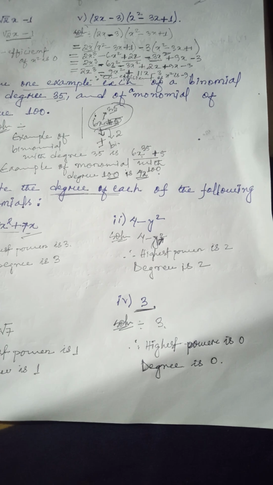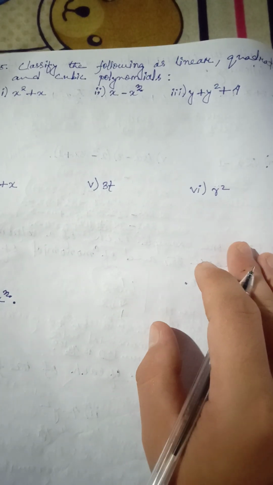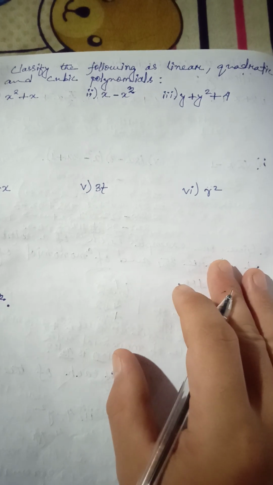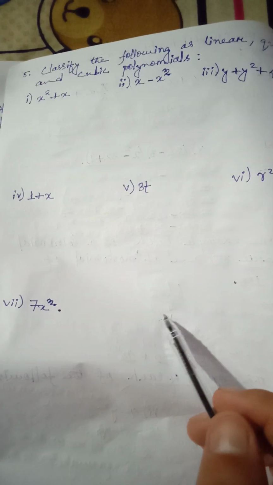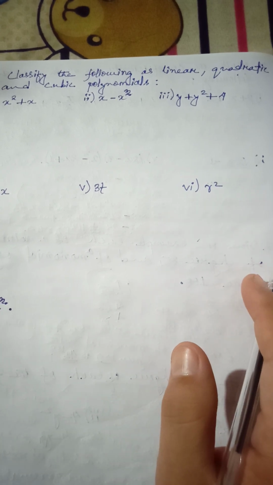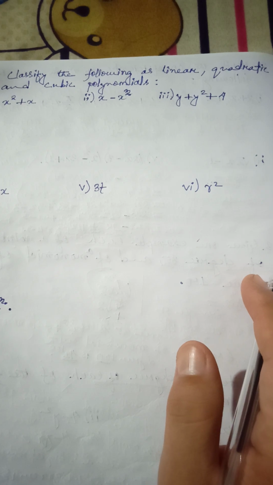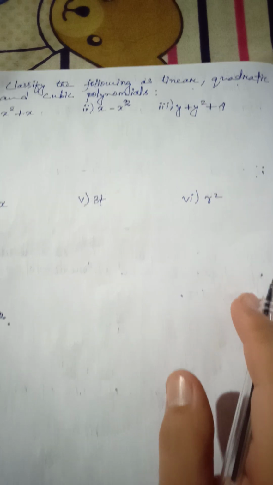Okay, then if it is clear to all of you, I will move to the last question, that is question number 5. As we can see in question number 5, classify the following as linear, quadratic, and cubic polynomial. Actually, we are given 7 polynomials, Roman number 1 to 7. Among these, we have to check which one is linear, which is quadratic, and which is cubic polynomial. In order to proceed, let us first begin from Roman number 1.